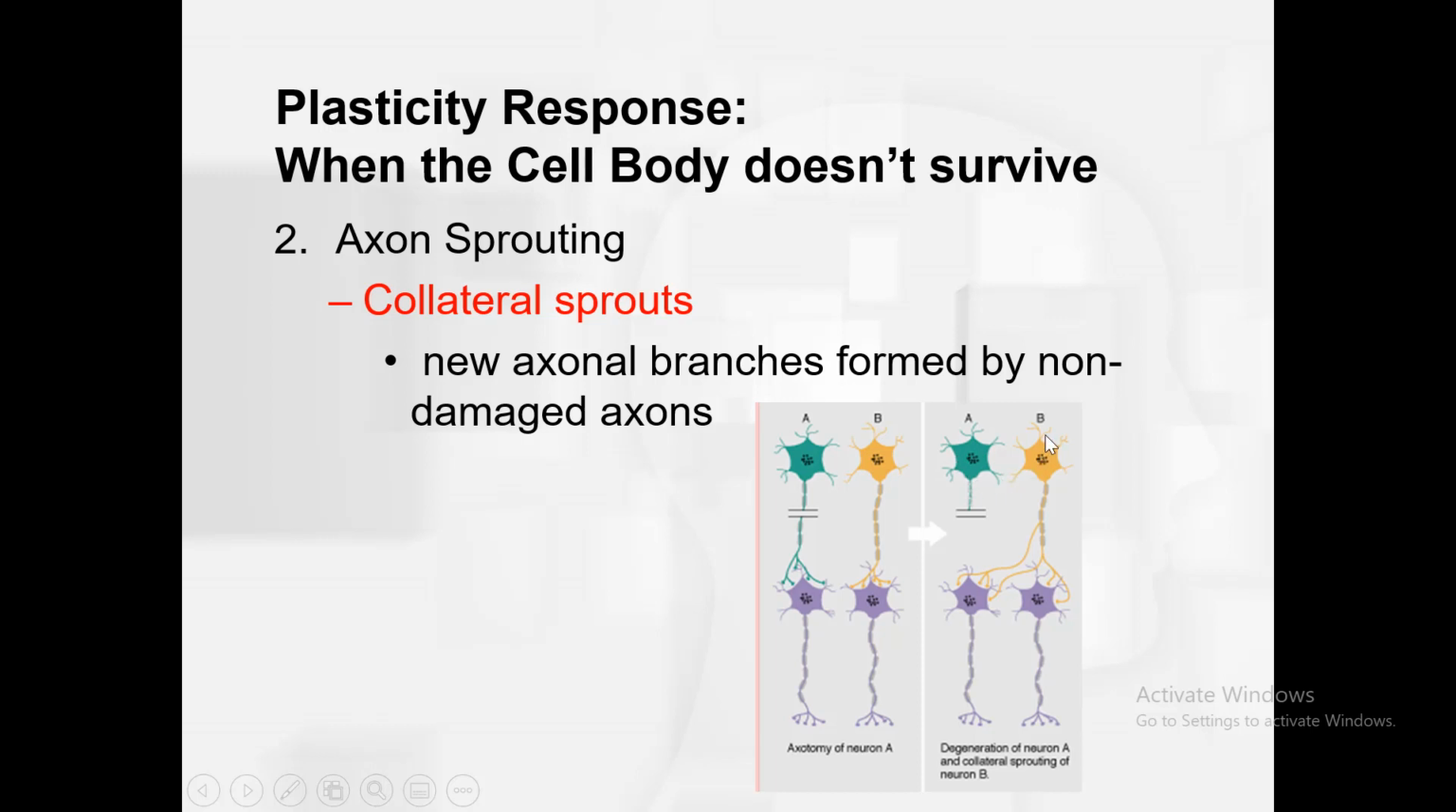But we want to have recovery of function. The brain really wants that plasticity response to occur. So what happens is neuron B, the surviving neuron, its axons sprout. So you can see this axon sprouting here, the axon terminals sprouting, all to fill in this neuron here. So in the beginning, A was connected to A, B was connected to B. Now B is connected to the receiving neuron A and B.